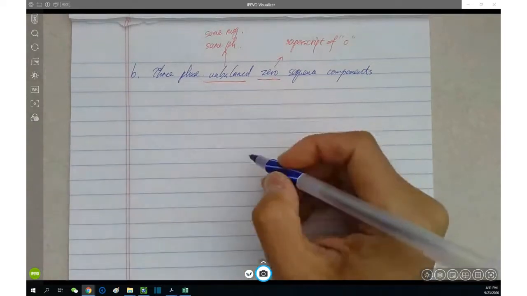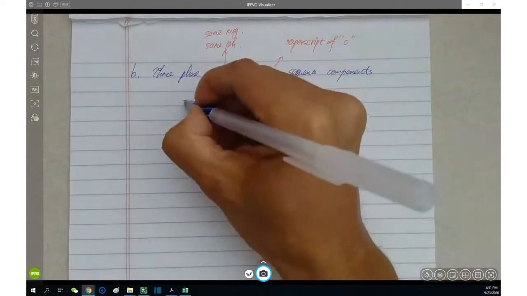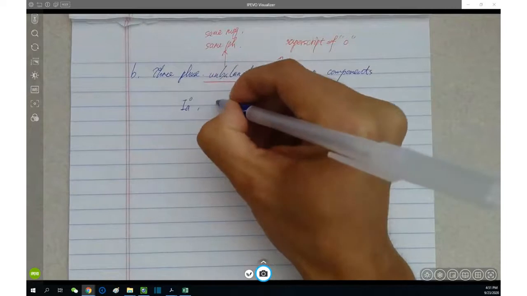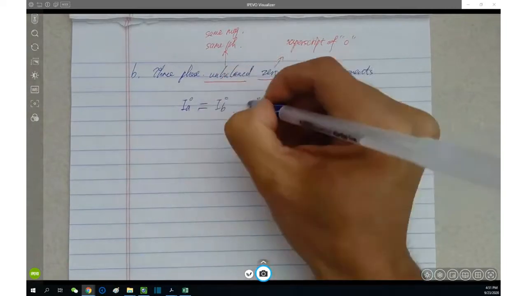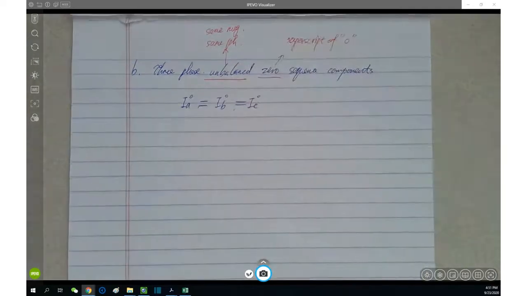First of all, who are they? IA0, IB0, and IC0. And the relationship is very easy: identical. They're the same vector, or same phasor. Therefore, this is unbalanced. One more time, unbalanced. Let's see how it screwed up the total system.